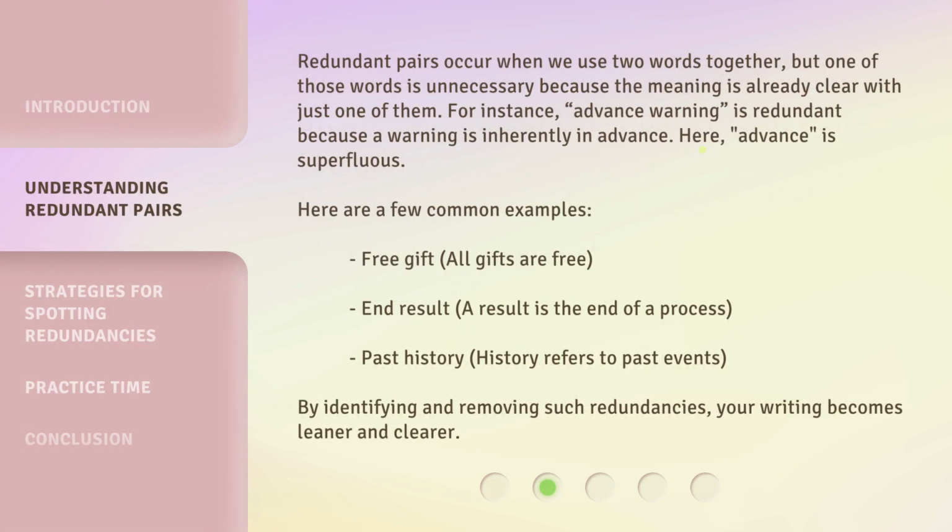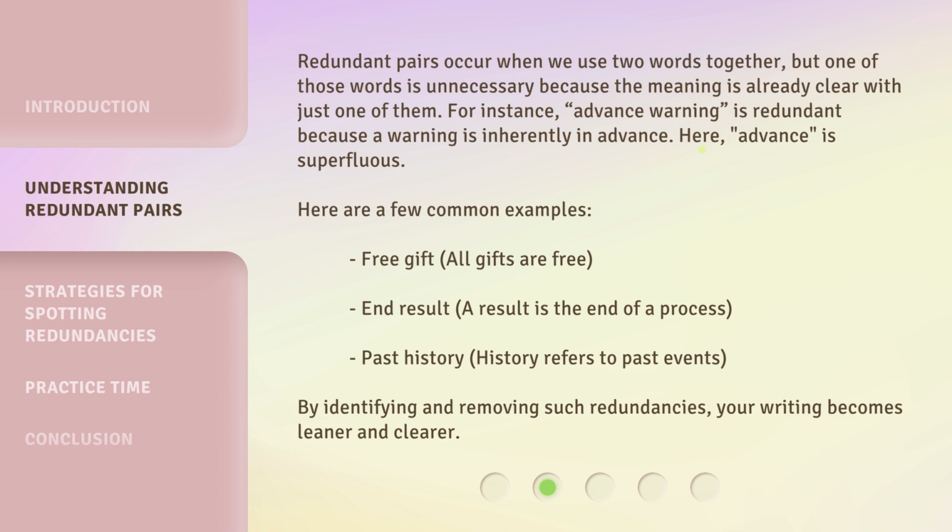Redundant pairs occur when we use two words together, but one of those words is unnecessary because the meaning is already clear with just one of them. For instance, advance warning is redundant because a warning is inherently in advance. Here, advance is superfluous. Here are a few common examples.